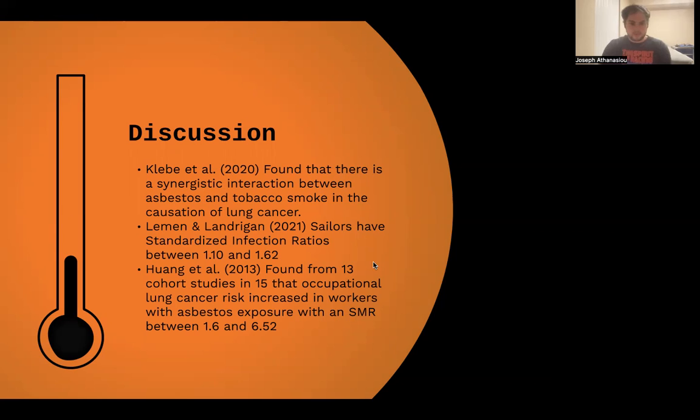Moving on to Huan et al. In 2013, they found from the 13 cohort studies out of 15 that they looked at that occupational lung cancer risk increased in workers with asbestos exposure with an SMR between 1.6 and 6.52. So an SMR is a standardized mortality ratio that is just going to compare the prevalence of death from a disease in a group to the general population, similar to the standardized infection ratio, which just looks at the prevalence of the disease, not the death therefrom.